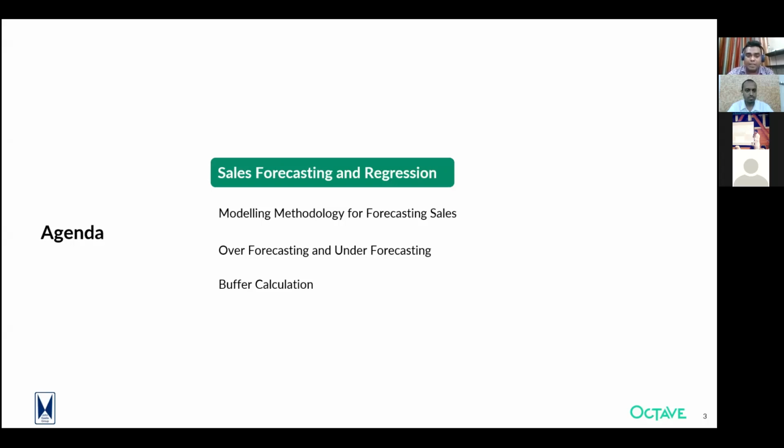So there are different stages you have to go through to build a sales forecasting model. Once that is done, if you take sales forecasting at Octave, or if you take the supermarkets, they focus on two different areas known as over forecasting and under forecasting. So we'll do a deep dive on that as well. Then, based on the business needs, sometimes they want to reduce the under forecasting errors. So we'll discuss a few approaches for how we can reduce the under forecasting errors. So that is the agenda for today.